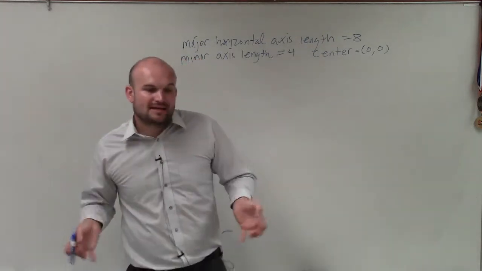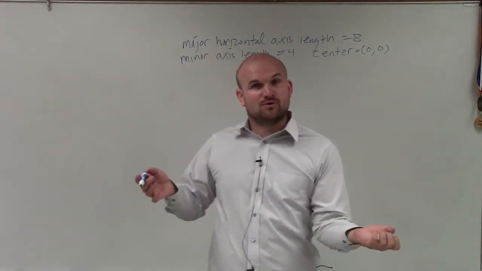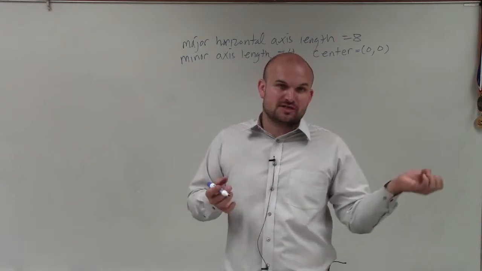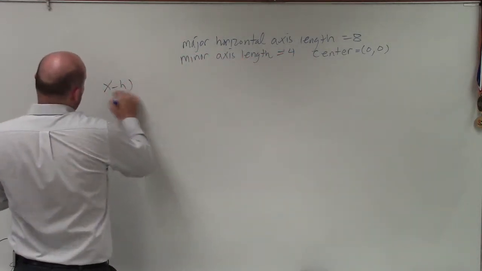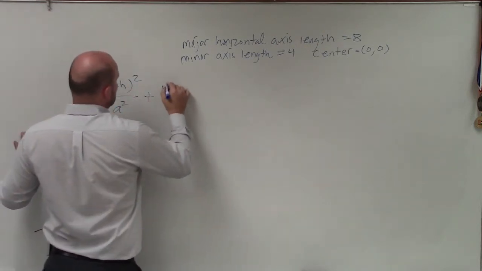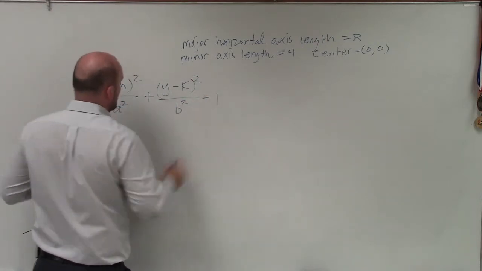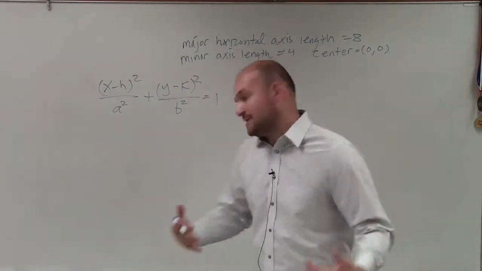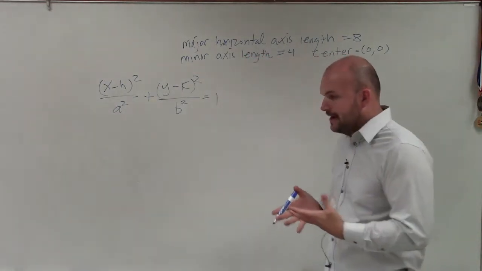Now, automatically, once I know that the major axis is horizontal, I know that my a squared, which is the distance from the center to the vertex, is going to be under the x. So I automatically know at least the setup for the equation, which would be (x minus h) squared all over a squared plus (y minus k) squared all over b squared equals 1. So I have all this groundwork now.